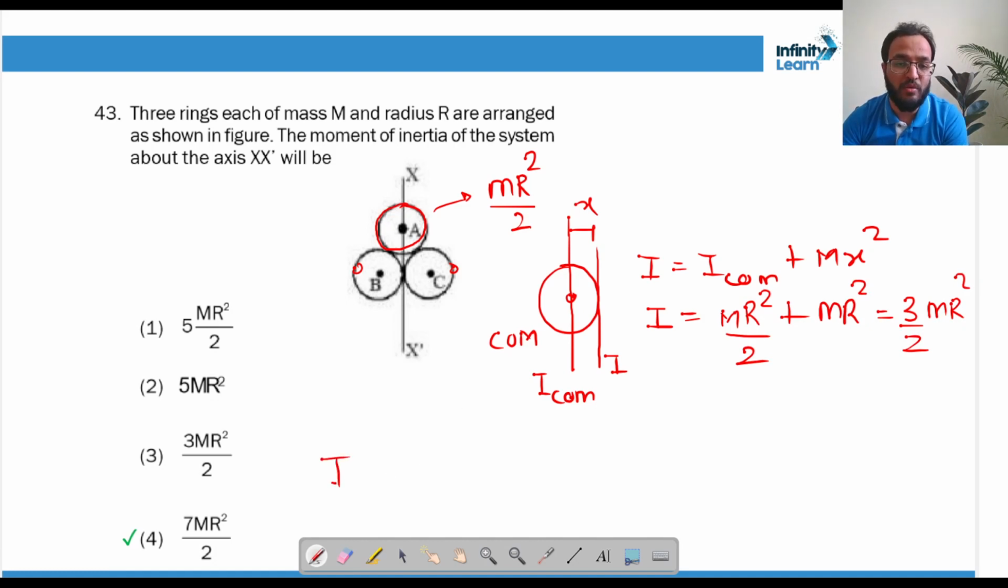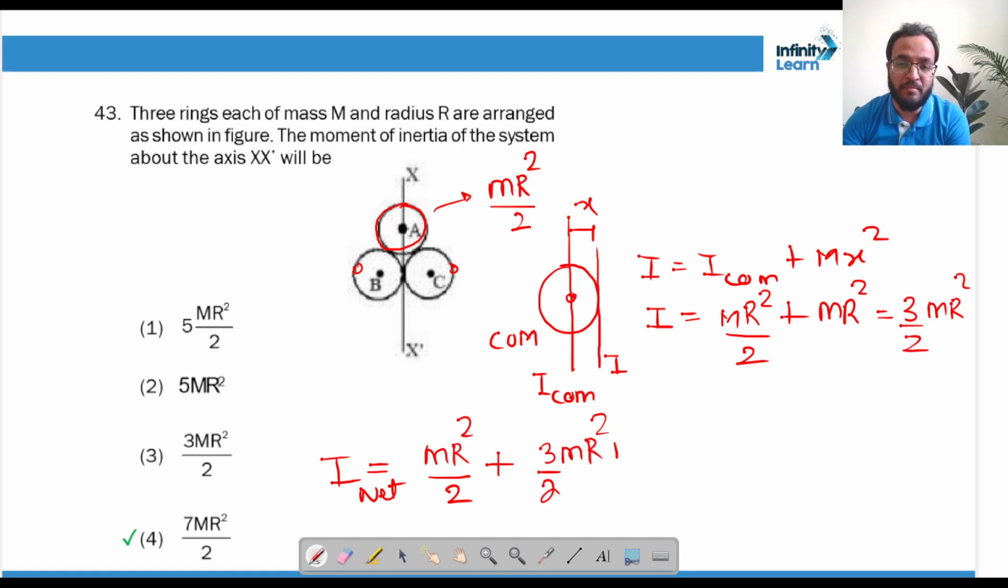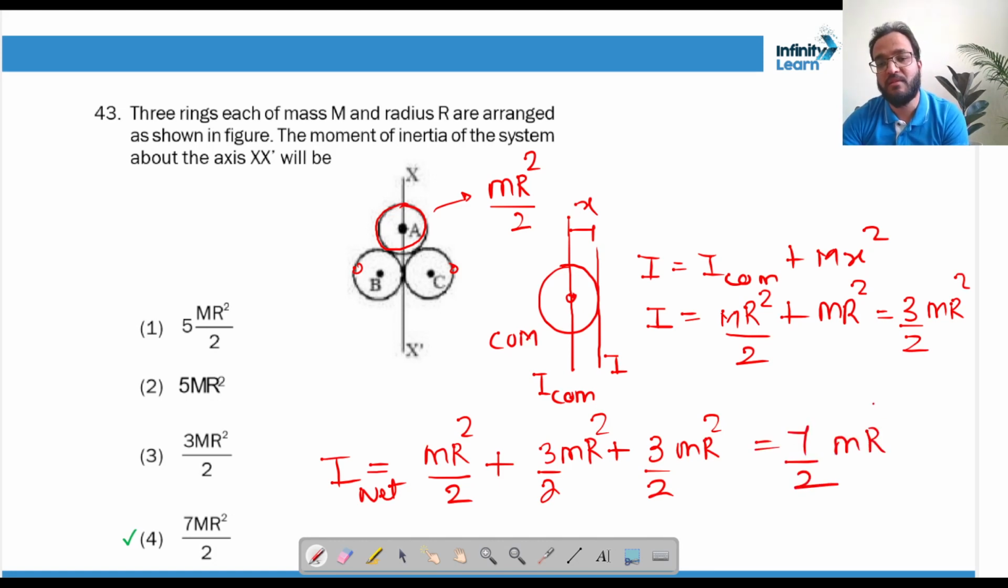2 rings. So overall moment of inertia or net moment of inertia will be mr square by 2 for the first ring. For the next 2 rings it is 3 by 2 mr square plus 3 by 2 mr square. So answer is 7 by 2 mr square.